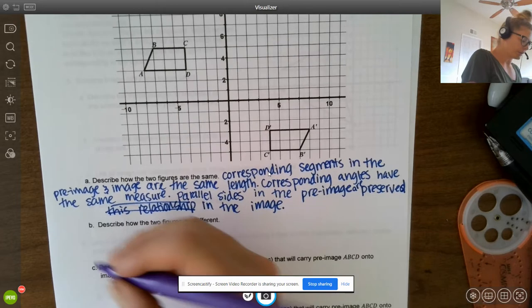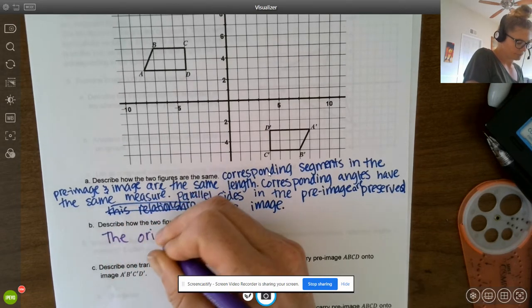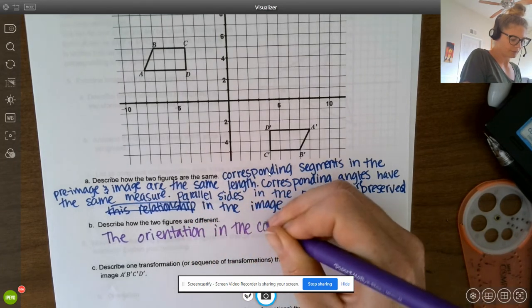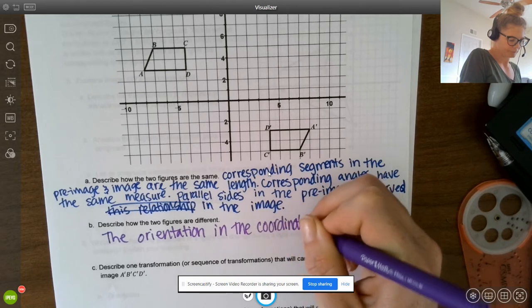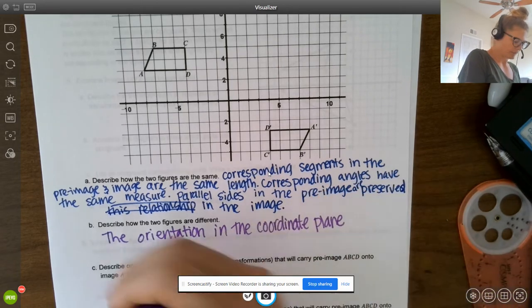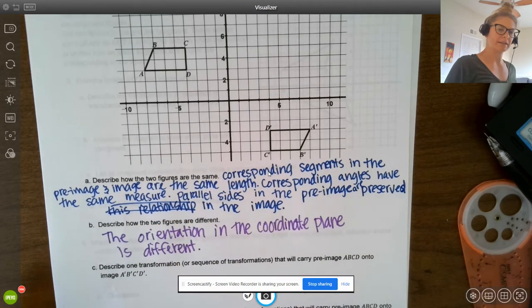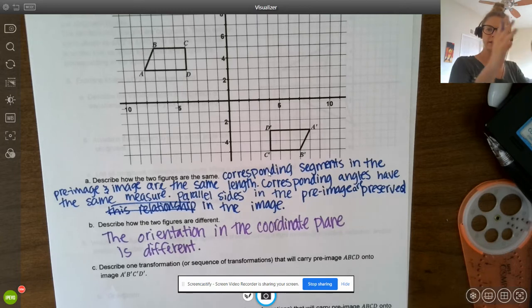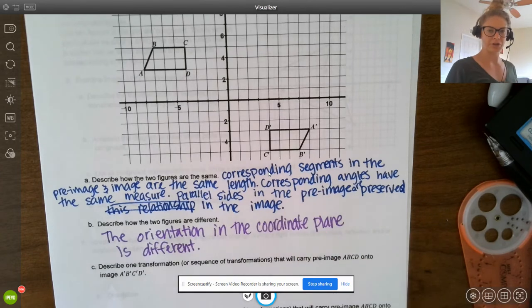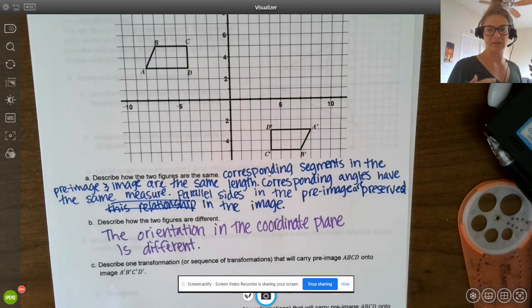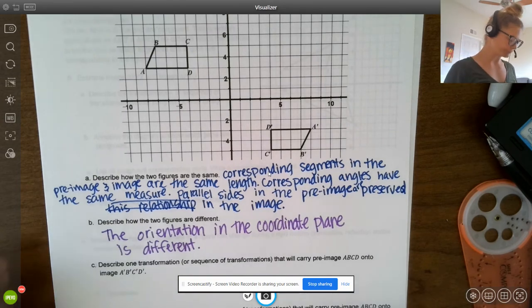Well, how are they different? The orientation is different. Orientation in the coordinate plane is different. So it makes it different. It's in a different location and it's oriented differently. So it's not just translated, slided, or glided right, left, up, and down. There's obviously some other type of reflection or rotation occurring here because it's oriented differently. What was up is now down. What was down is now up.